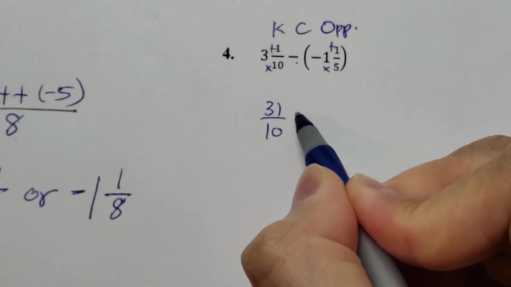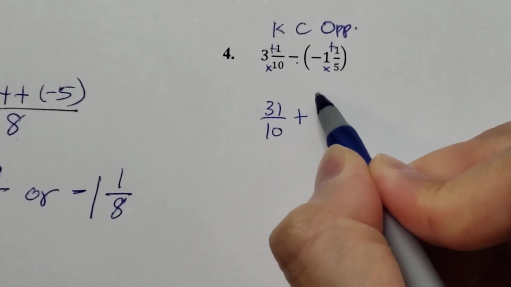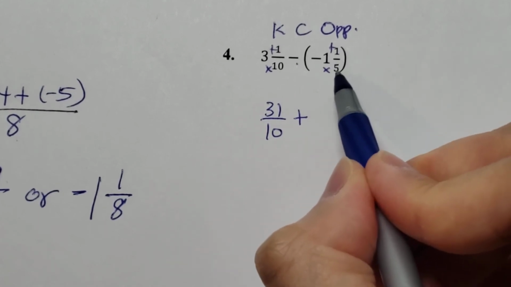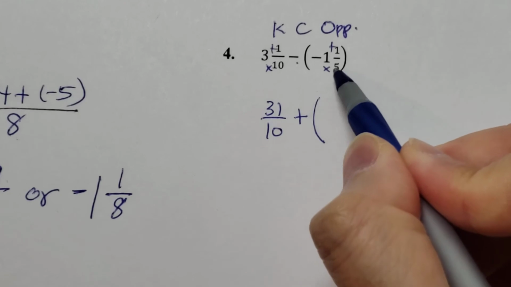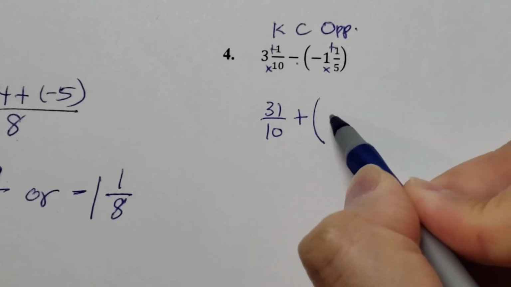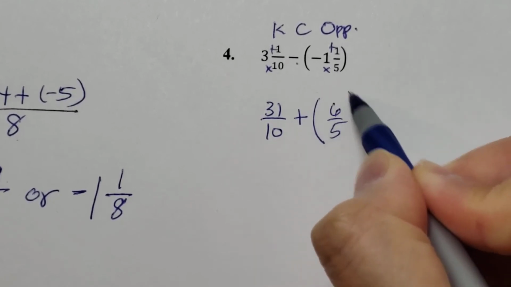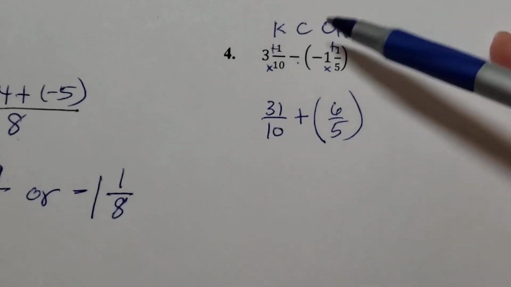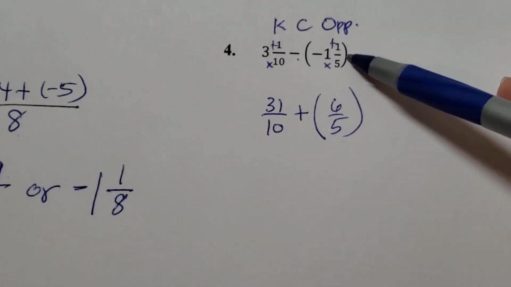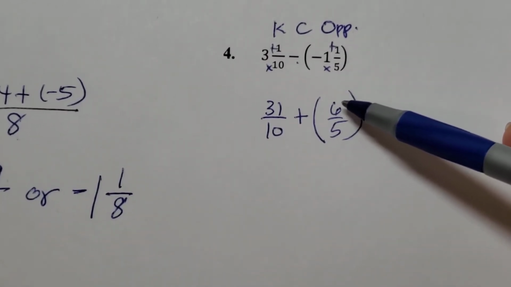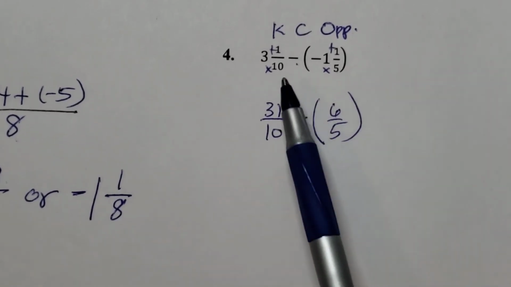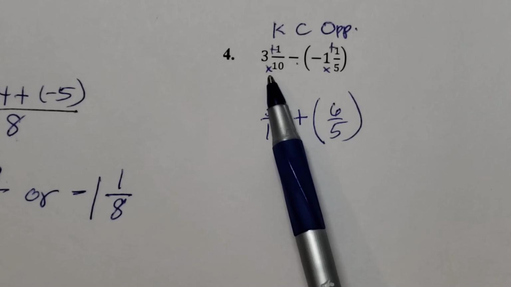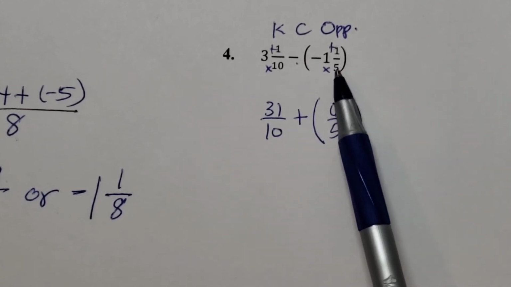The subtraction symbol becomes an addition symbol. What's the opposite of negative 1 1/5? It's a positive 1 1/5. So that's going to be 5 times 1 is 5, plus 1 is 6/5. Again, the opposite of negative 1 1/5 is positive 1 1/5, or 6/5. We don't change the first term. We only get the opposite of the second term.